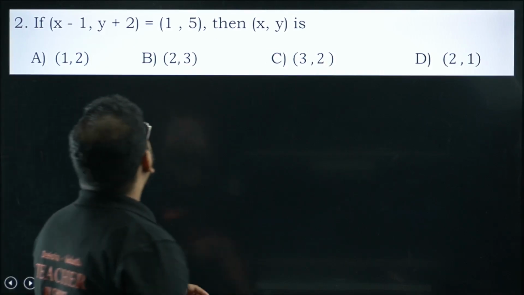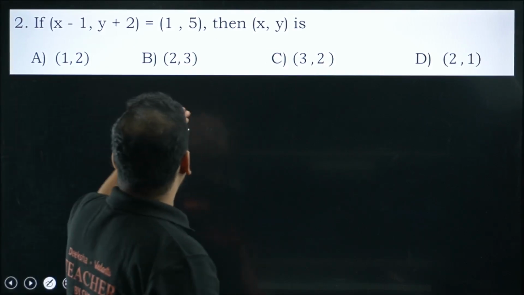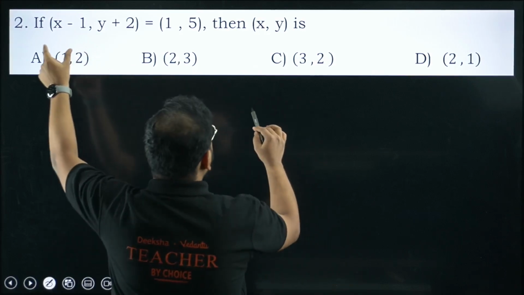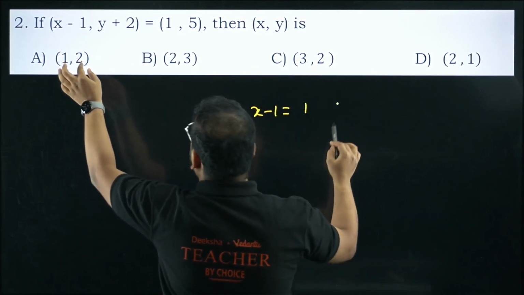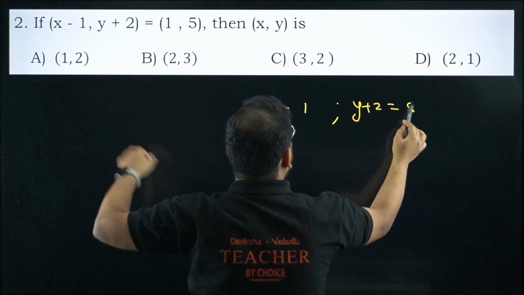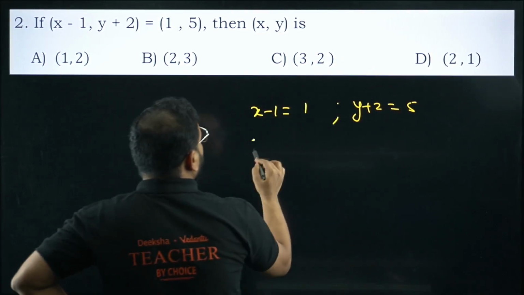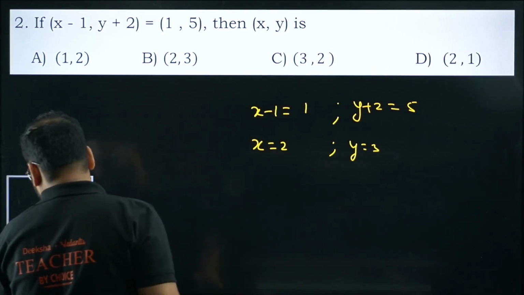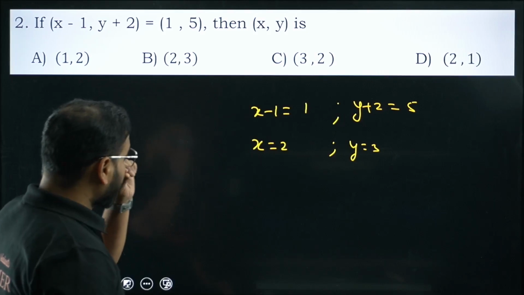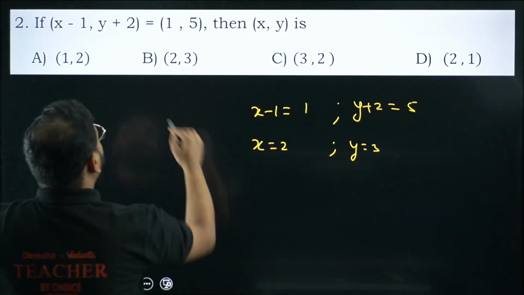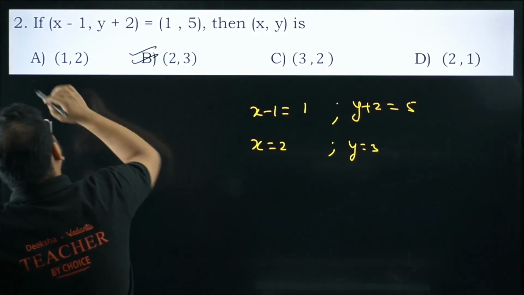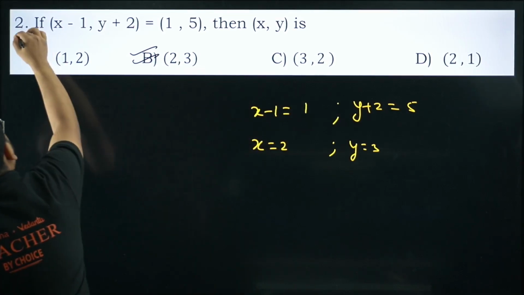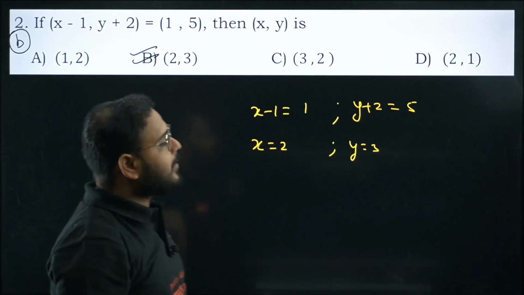What do we have over here? Find x and y. Compare this. This is an ordered pair, and each element has to match like this. So x minus 1 has to be equal to 1 and y plus 2 has to be equal to 5. So I get x equals 2 and y equals 3. Which option suits us? Option number 2, 3. X is 2, y is 3. Option number B is correct. Please check. I hope this is visible to you. I'll write it anyway over here. Option number B is correct.